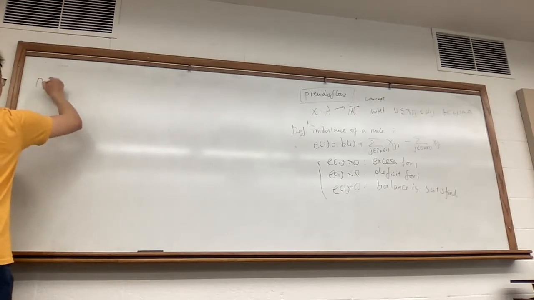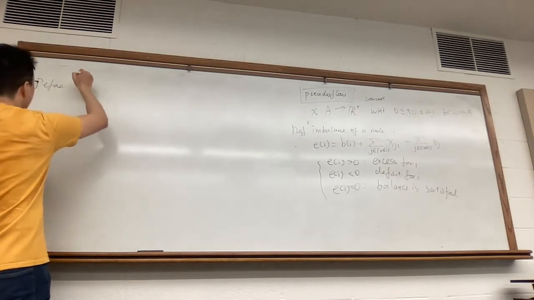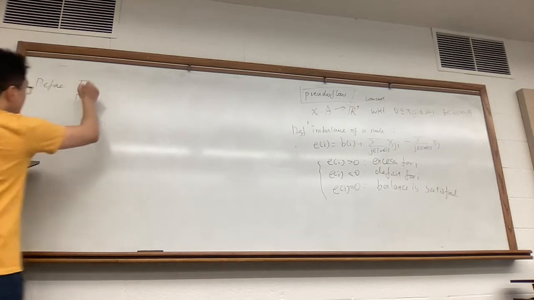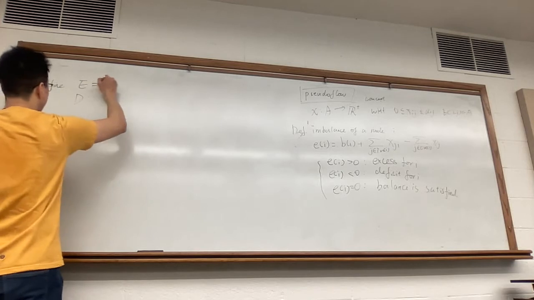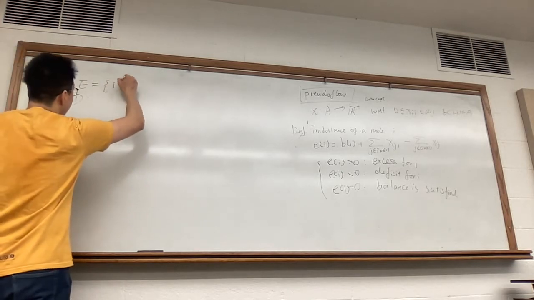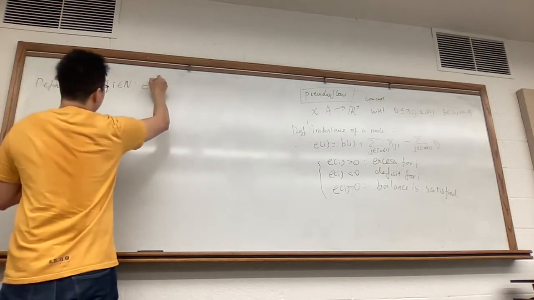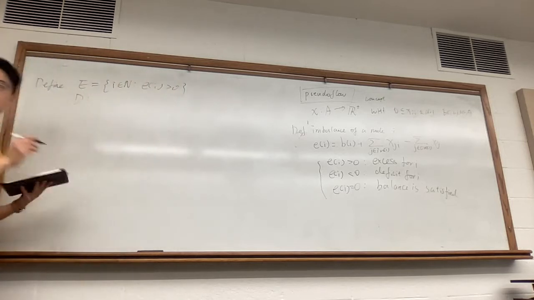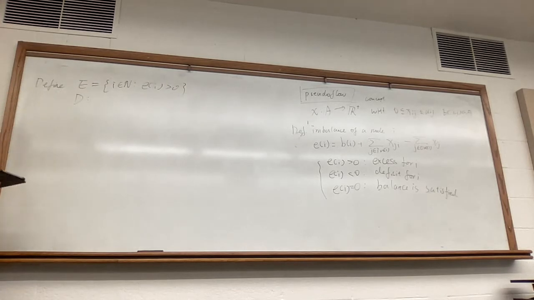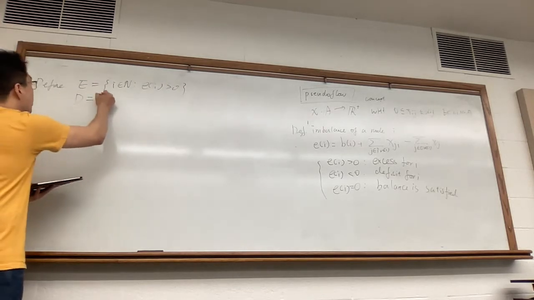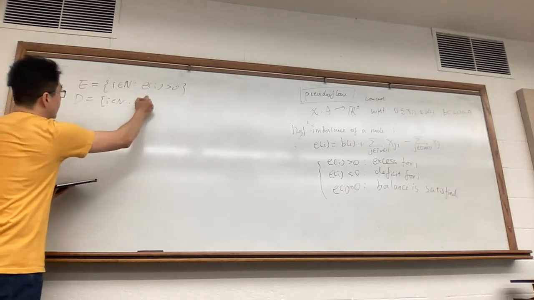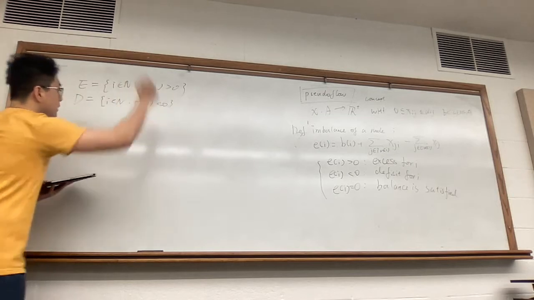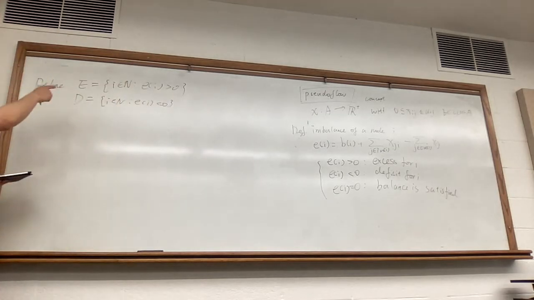Then we also define two sets, let's say E and D. Based on the letters I'm using, E means excess, D means deficit. So E is the set, let me write down the formal definition: i in N such that e(i) is greater than 0. What does it mean? Capital E means all the excess nodes. Accordingly, the set of all deficit nodes is i in N such that e(i) is less than 0. The set of the deficit nodes, very straightforward, right?